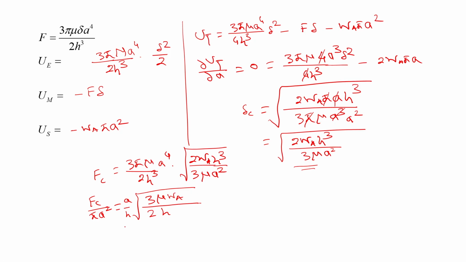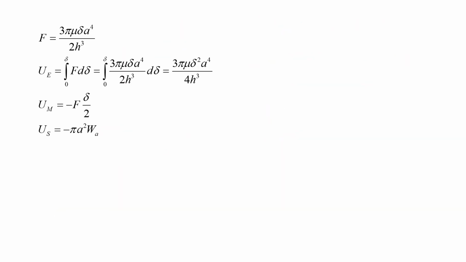So, I know this quantity, this is all right. So, F_c by pi a square is the critical stress that is required. So, this is sigma_c here. So, sigma_c comes out to be a over h and the square root of 3 mu into W_a by h. So, that is the critical stress that is required.